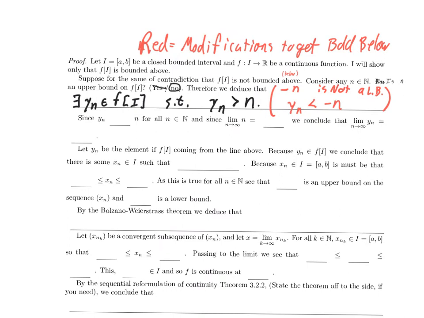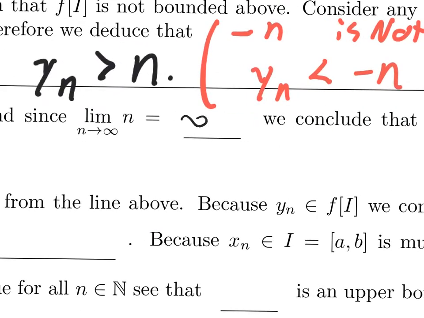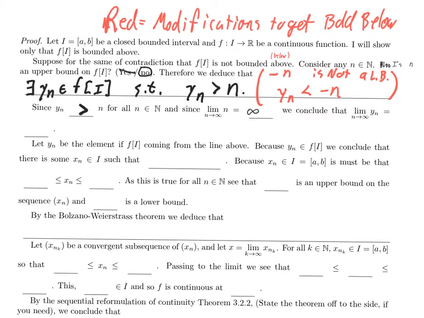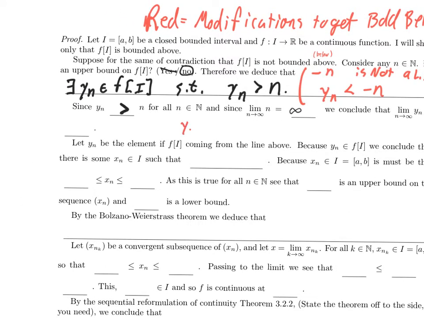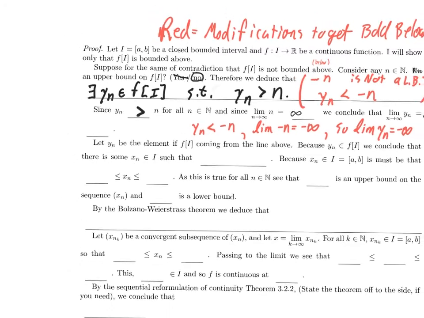So since I know that y sub n is bigger than n for every natural number n, and the limit as n goes to infinity of n is infinite, since as n goes to infinity, n goes to infinity, we can conclude that the limit of y sub n must also be infinite. If you want to modify it to make it work for red, well, what do I have? I have y sub n is less than negative n. I have the limit of negative n is minus infinity. So it should be that the limit of y sub n is minus infinity. Nice.